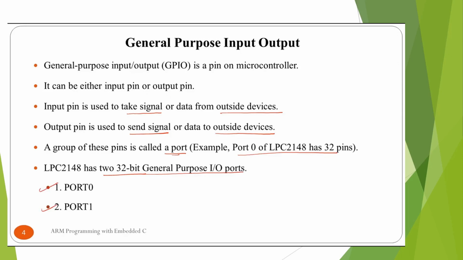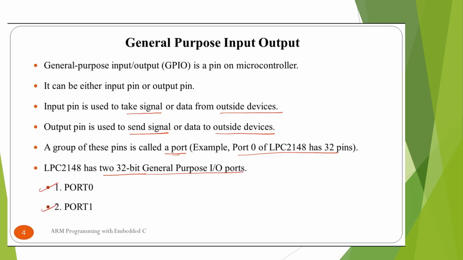GPIO is a pin on a microcontroller. It can act as either an input pin or an output pin. An input pin is used to take signal or data from external devices, and an output pin is used to send signal or data to the outside devices attached to the processor.